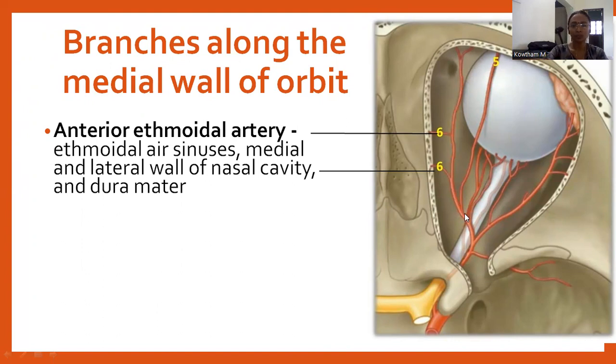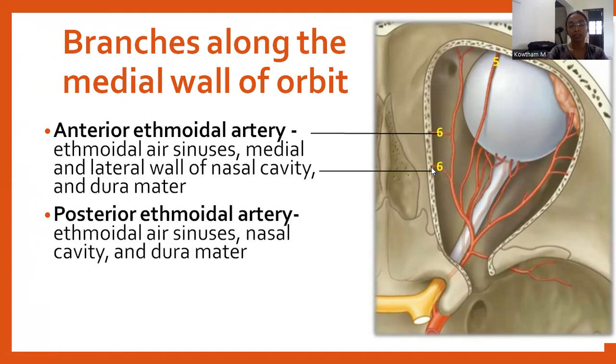So this is the ophthalmic artery, you can see here. What arteries does it give here? It gives the anterior ethmoidal artery, which passes through the anterior ethmoidal foramen. It supplies the anterior and middle ethmoidal air sinuses. Then it passes through the nasal cavity and supplies the medial and lateral wall of the nasal cavity and also the dura mater.